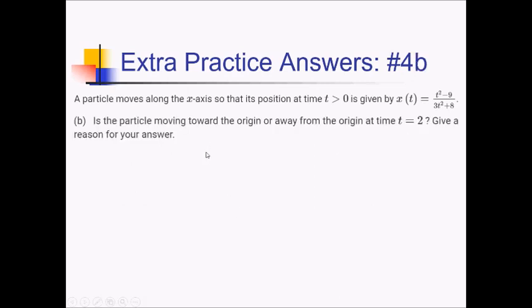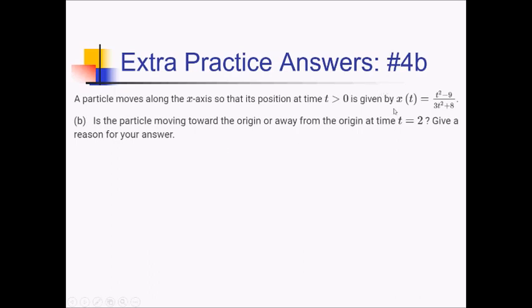On this part of the problem, they want to know if our particle is moving toward the origin or away at time 2 and give a reason. So this is going to be based on two things. First off, is the particle to the left or the right of the origin, which is to say, is x of t negative or positive? And then, once we know that, is our particle moving left or right? Is x prime of t negative or positive? So let's find those two things and compare the signs of those two functions.